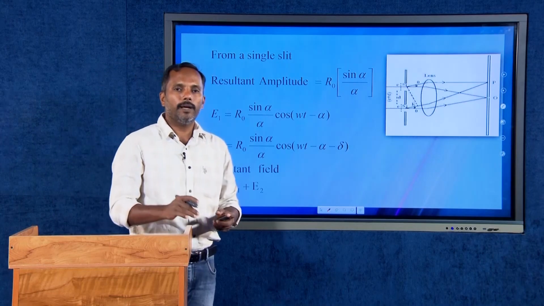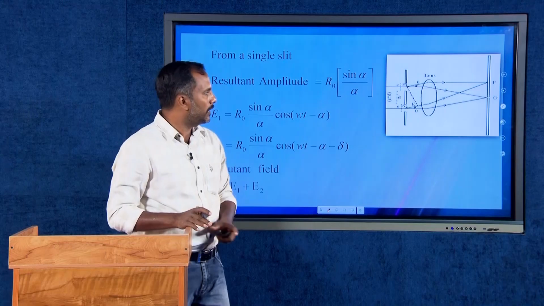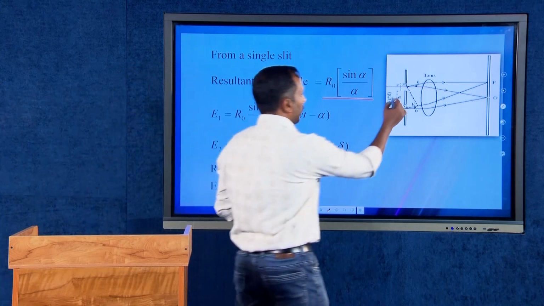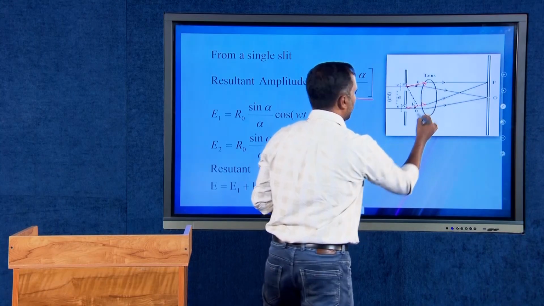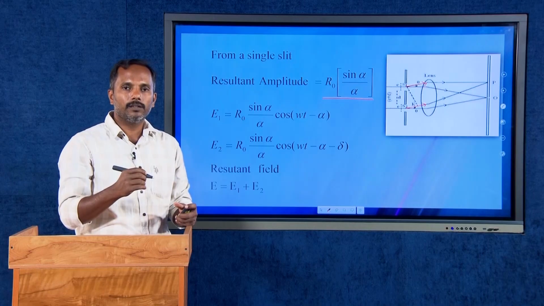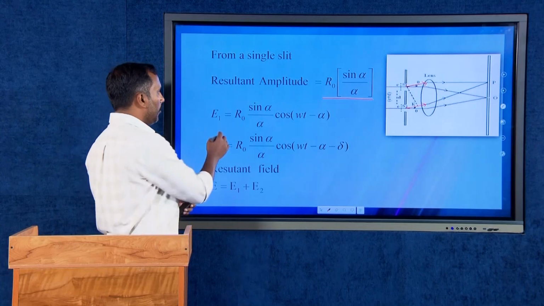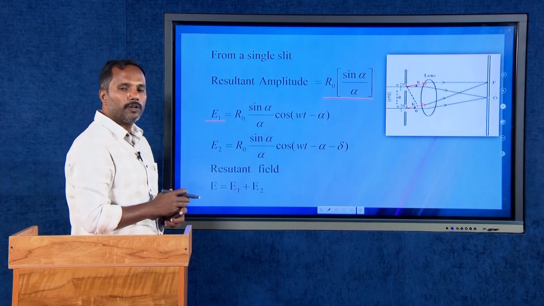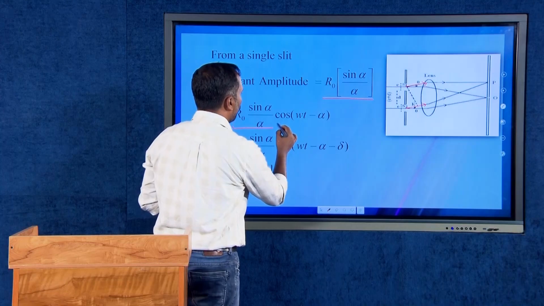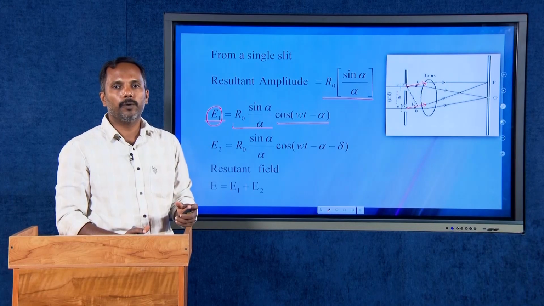We know that from a single slit, each slit S1 and S2 sends a wavefront with resultant amplitude R0 sin alpha divided by alpha. A wavefront from S1 and another wavefront from S2 meet at a point P. What shall be the equation for the displacement of the field at point P due to each slit? The displacement of the field from S1, taking it as E1, is E1 equal to R0 sin alpha divided by alpha into cos of (omega t minus alpha). This is the equation for the displacement of the field at point P due to a single slit.